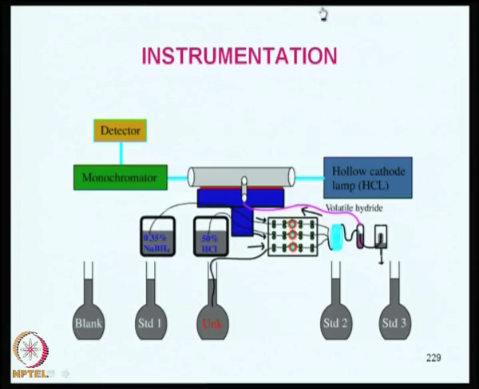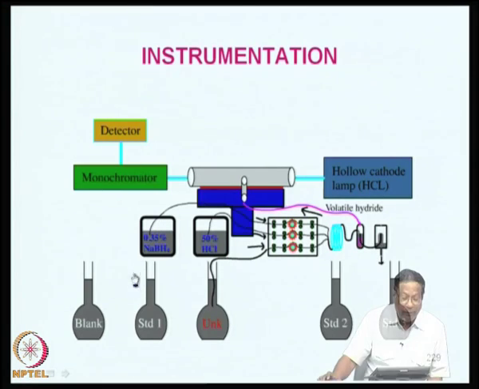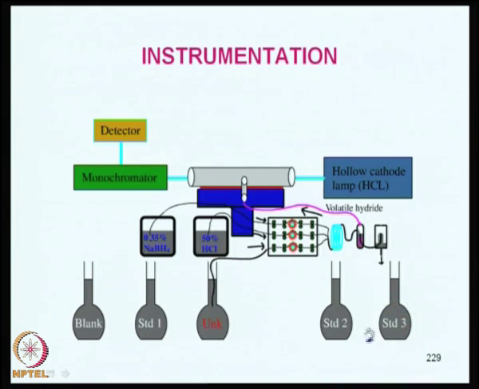Now, I want to show you the instrumentation part of this. You can see here I have a standard, I have a blank, I have an unknown, there is a standard, standard 1, standard 2, standard 3, etc. I have 2 pumps here, and then the sample will be transferred here. I have a sample manifold in this region, and from the sample manifold I have the gas, and I need a dryer, and from the dryer I have to take the volatile hydride and take it to this tube.